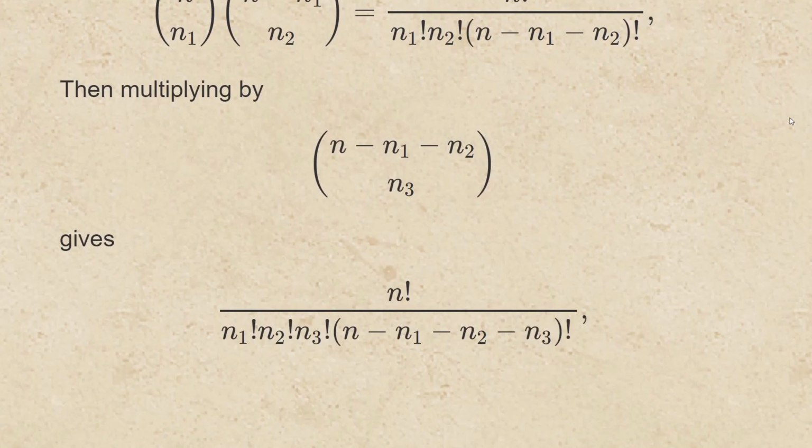Then multiplying by n minus n sub 1 minus n sub 2 choose n sub 3 gives n factorial all over n sub 1 factorial times n sub 2 factorial times n sub 3 factorial times n minus n sub 1 minus n sub 2 minus n sub 3 factorial. And the pattern continues.